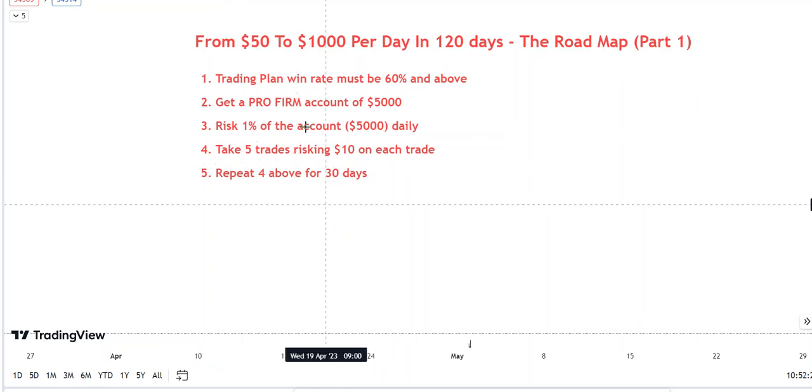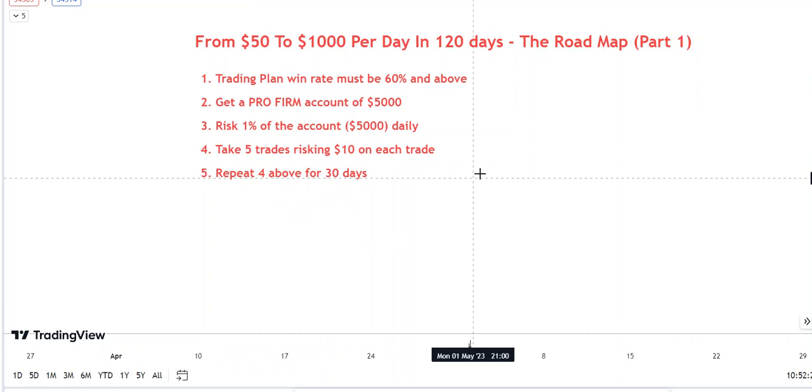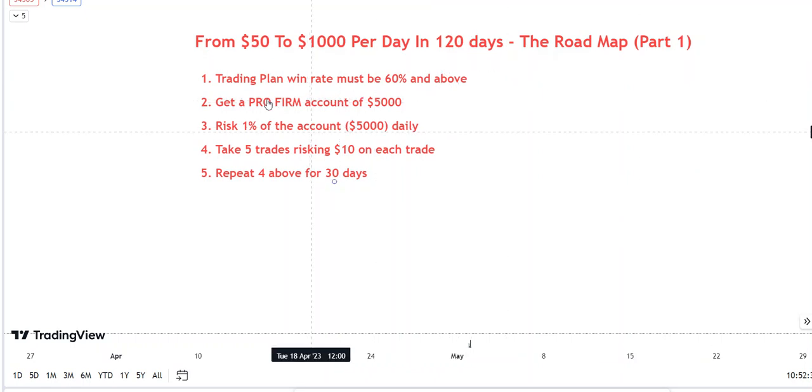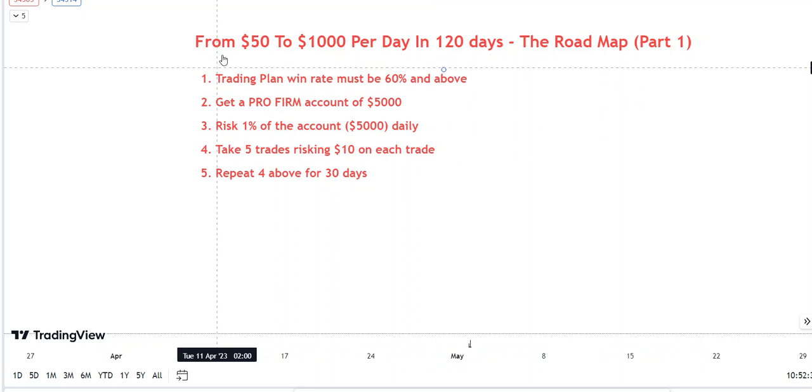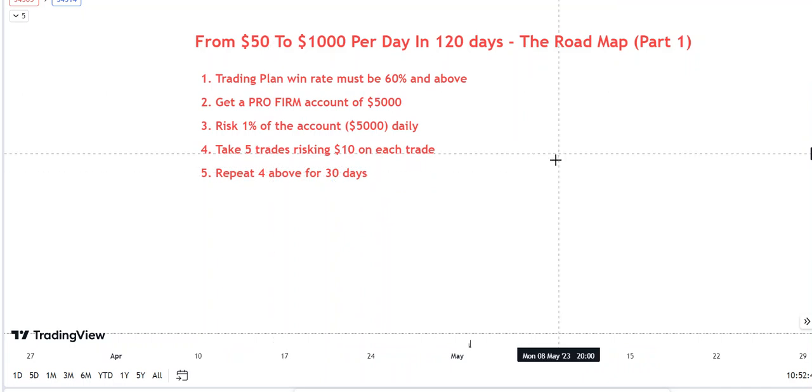I've listed the things you must do in order to achieve this, and the target is 120 days. This is just a roadmap. If you are interested, you can follow it, but you need to follow the rules. These are the rules, right?